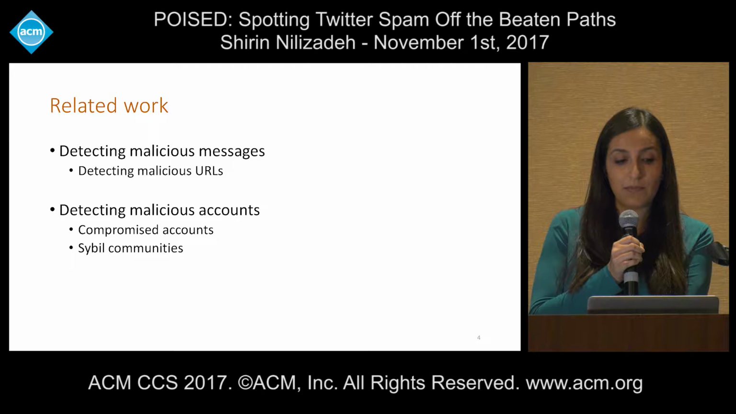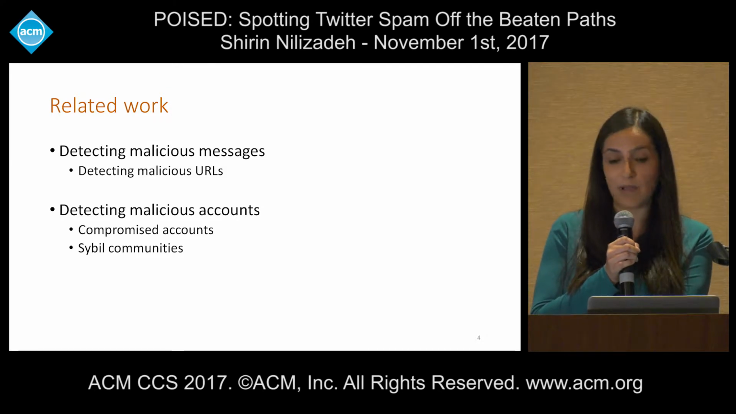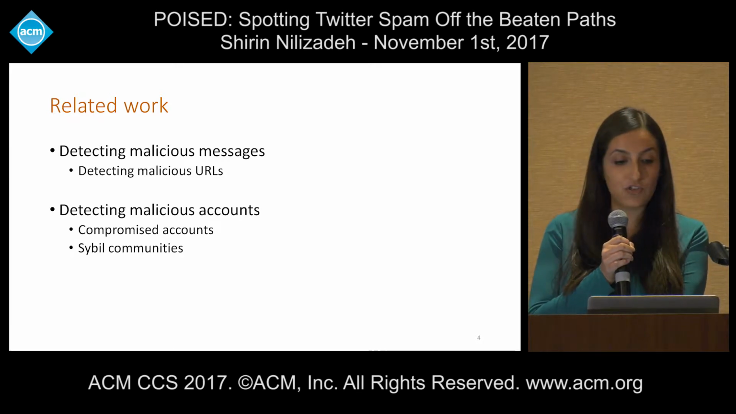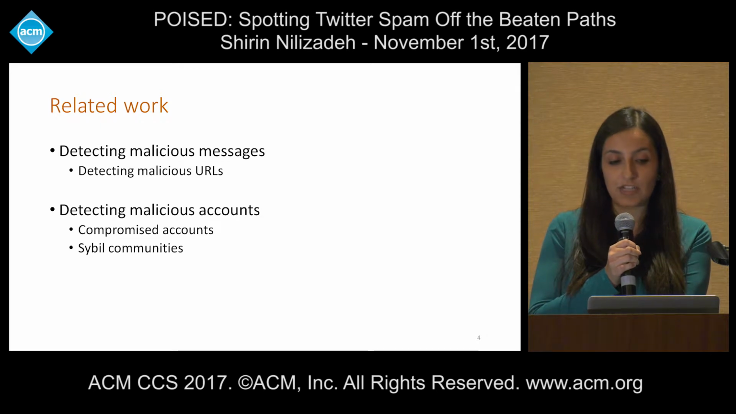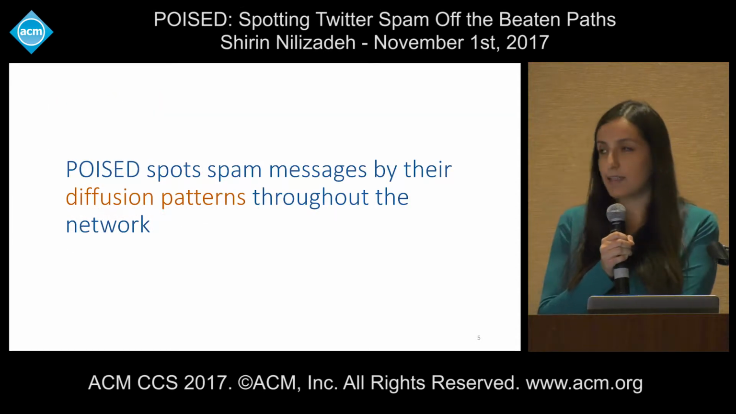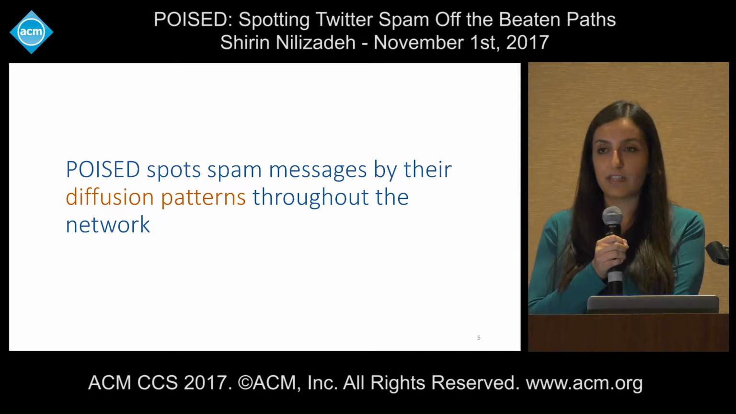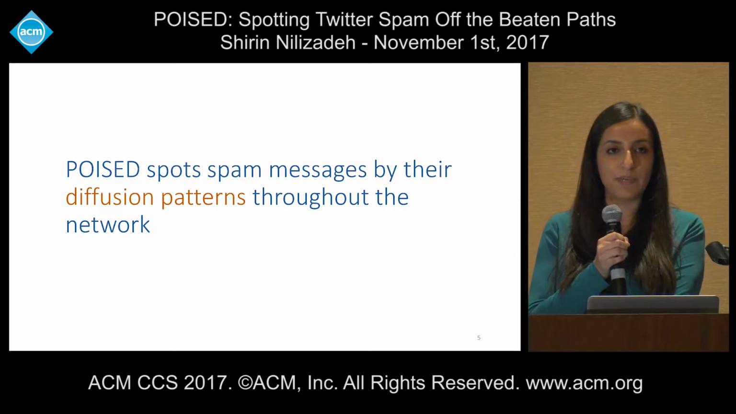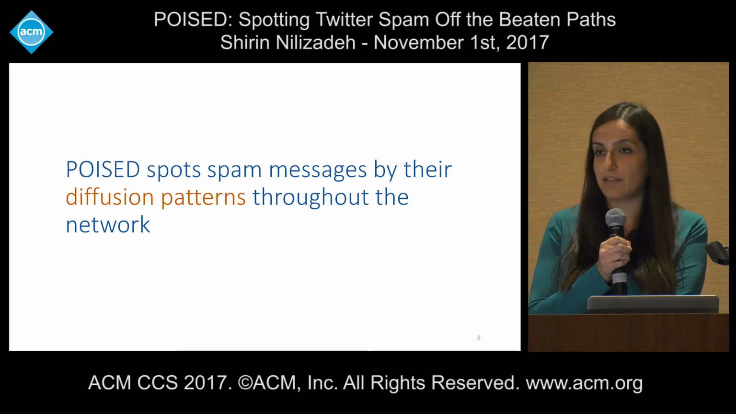Previous related work tried to detect spam by detecting malicious messages, for example, those with malicious URLs in them, or by detecting malicious accounts, trying to detect compromised accounts and Sybil communities. Unlike previous work that only focused on detecting spam based on content and accounts, we propose Poised, which spots spam messages by their diffusion patterns throughout the network.